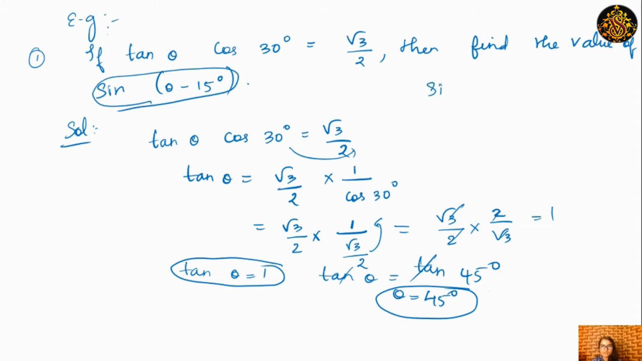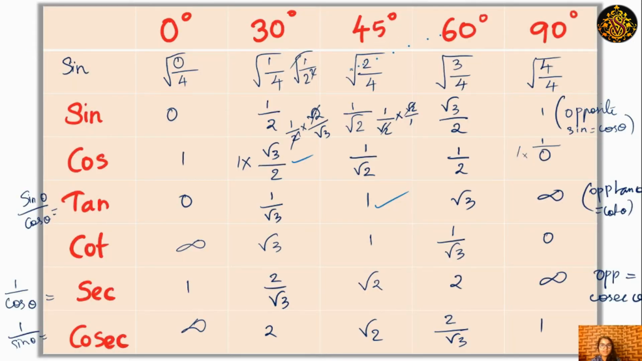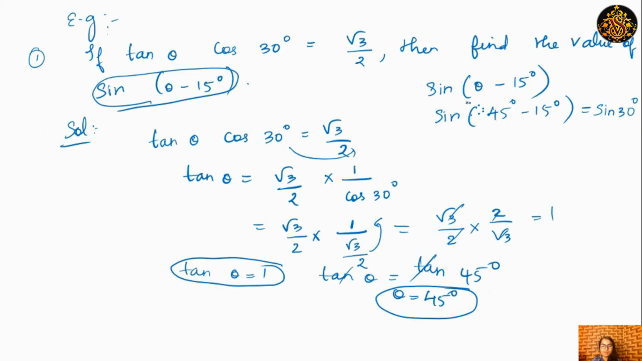So write sin of theta minus 15 degree. What is the theta value? 45 degree minus 15 degree. Right? So 45 degree minus 15 is 30. So sin 30 degree. What is the value for sine 30 degree? Here it is 1 by 2. So our answer is sine 30 degree equal to 1 by 2.